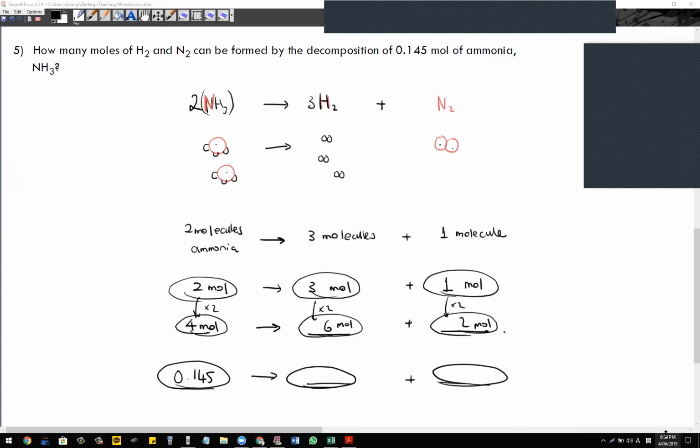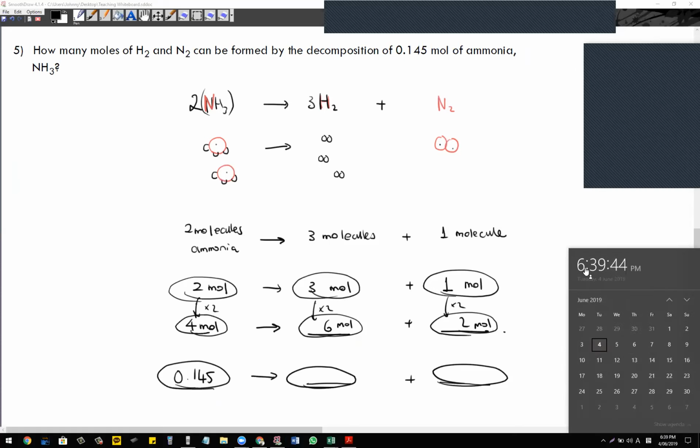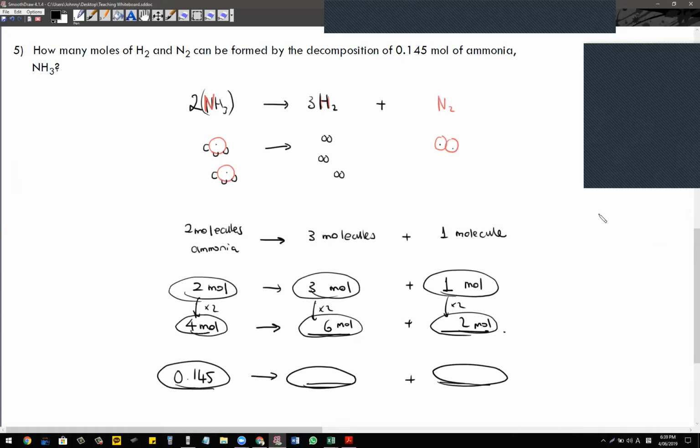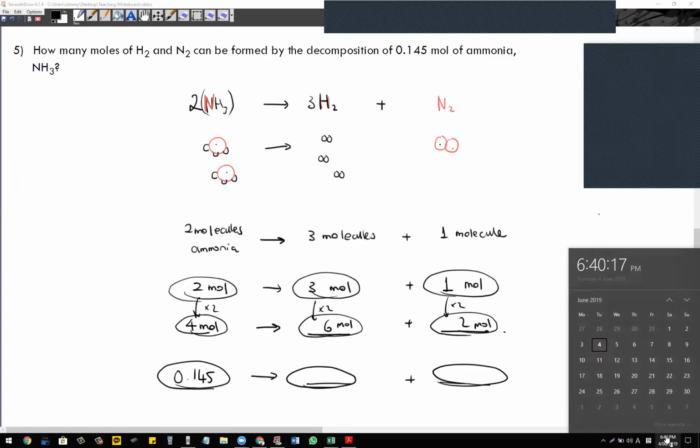So I give you time until 6:40. Maybe 6:40 and then 30 seconds. So 30 more seconds to go. You can use calculator if you want. Any luck?